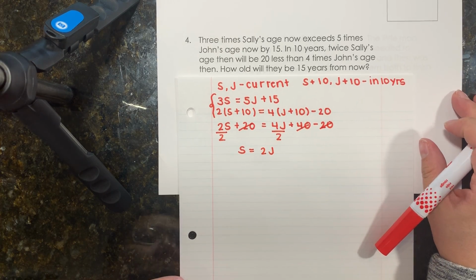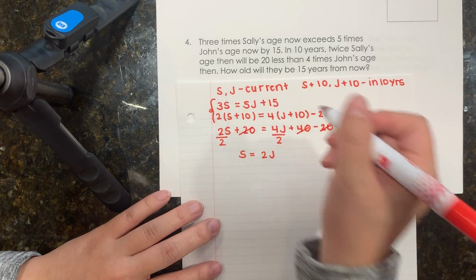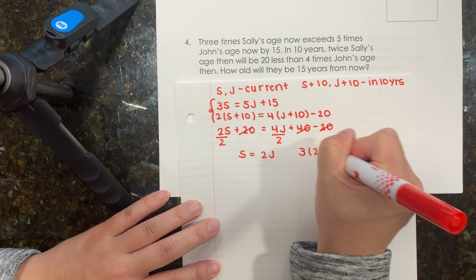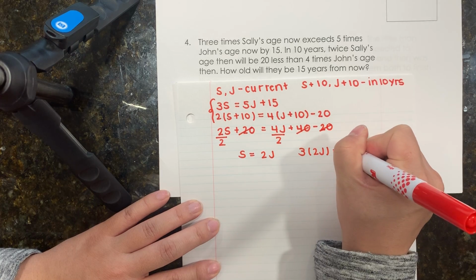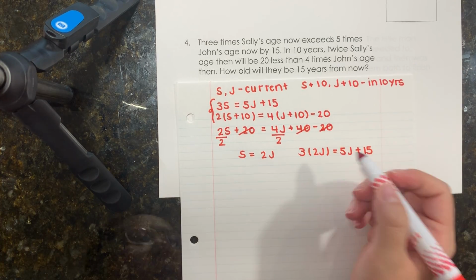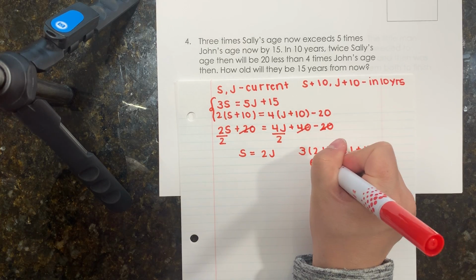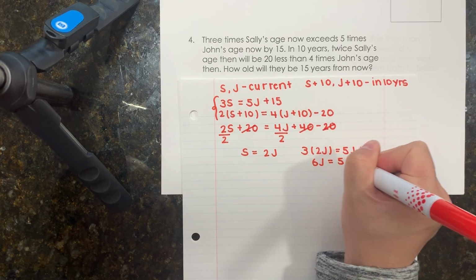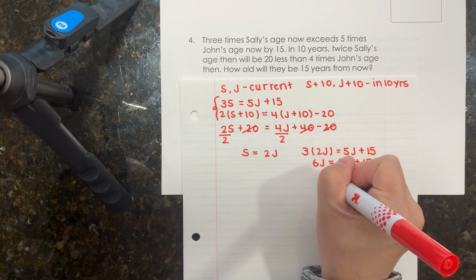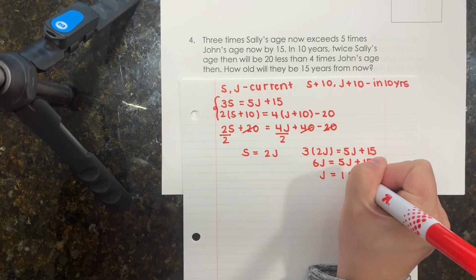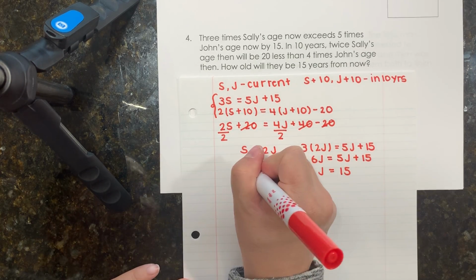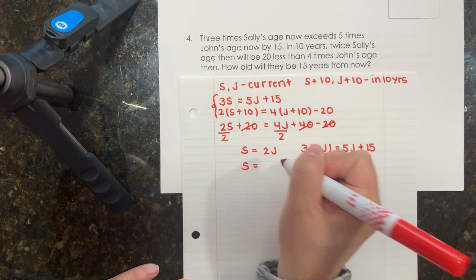Now I'm going to take that and plug it into this equation here, which would be 3 times 2J equals 5J plus 15. So 3 times 2 is 6J equals 5J plus 15, which means that J is going to be equal to 15. And when I plug that into here, that means S is going to be equal to 30.